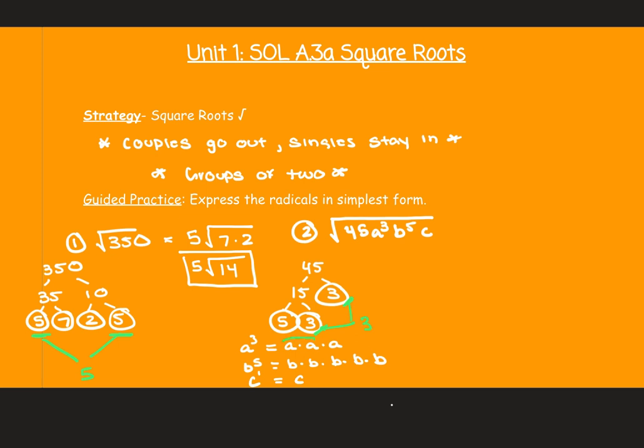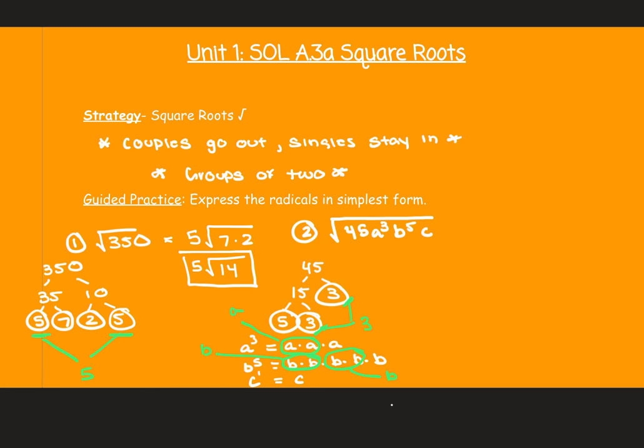I have a group of 2 A's. I have 2 groups of 2 B's. All right, so remember that groups of 2. You're looking for those groups of 2, but they represent one of either the variable or the number that you're looking at. And of course, my C stays the same.